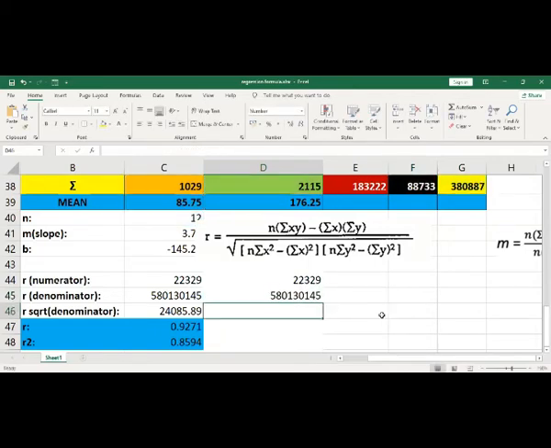Tingnan natin. That's correct. Nakuha na natin yung numerator, yung denominator na wala pang square root. All we need to do is square root yung denominator. Paano ba magkuha ng square root? Equals SQRT, square root, open parenthesis, then click mo yung gusto mong kunan ng square root, then enter.